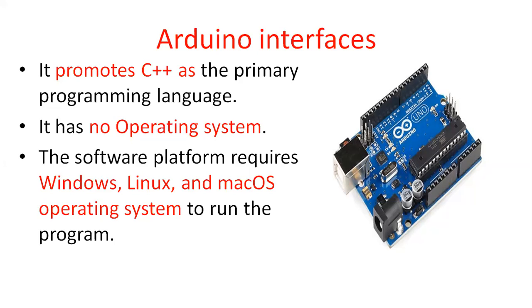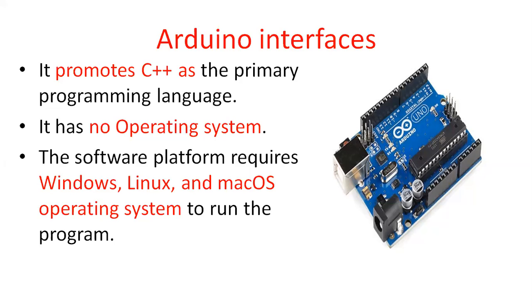That means in that slot you insert an SD card, and then you may work on the Linux operating system. For Raspberry Pi, you require a Windows, Linux, or Mac OS operating system to run programs. Most probably you are using the C++ programming language for writing.